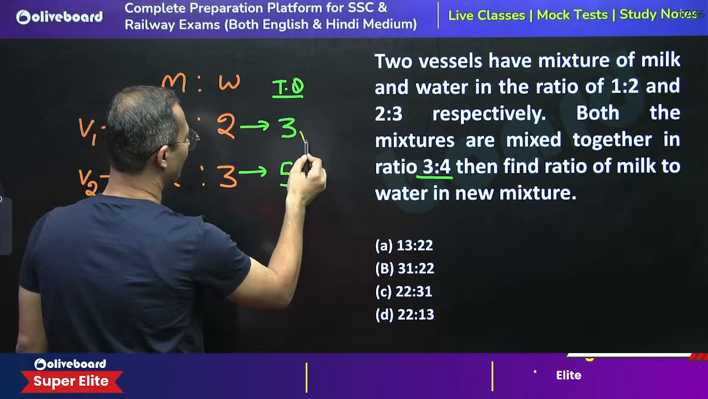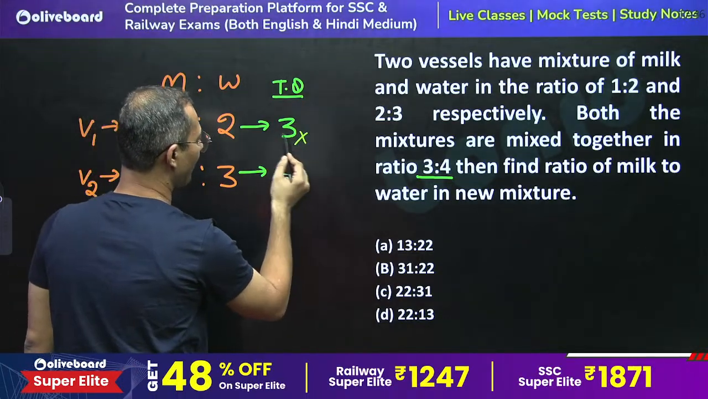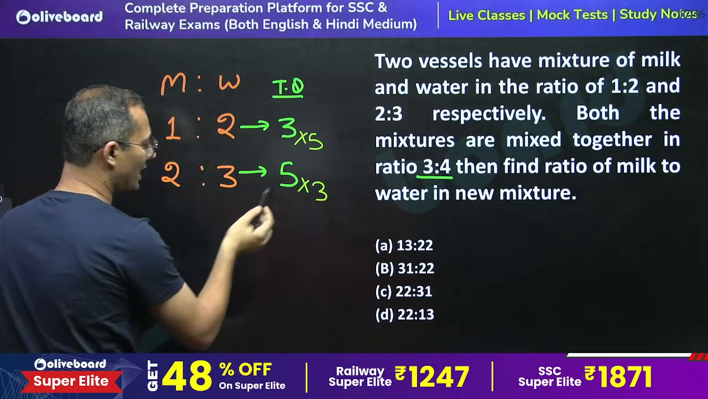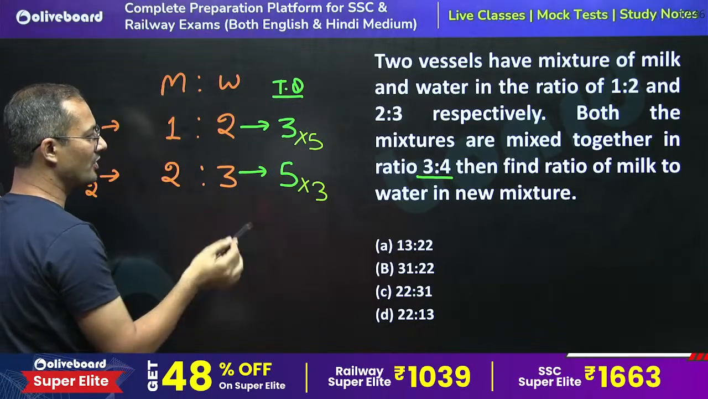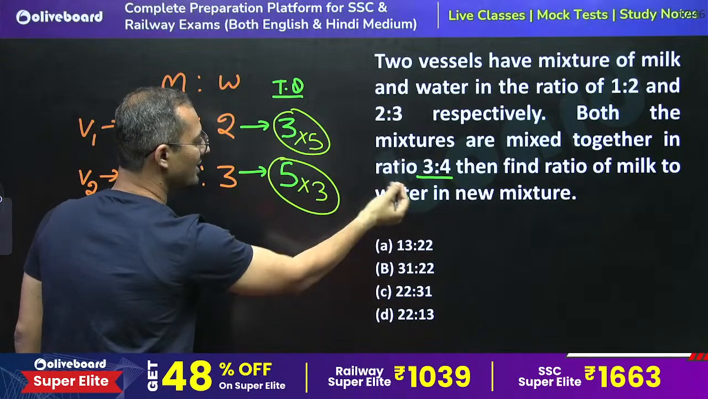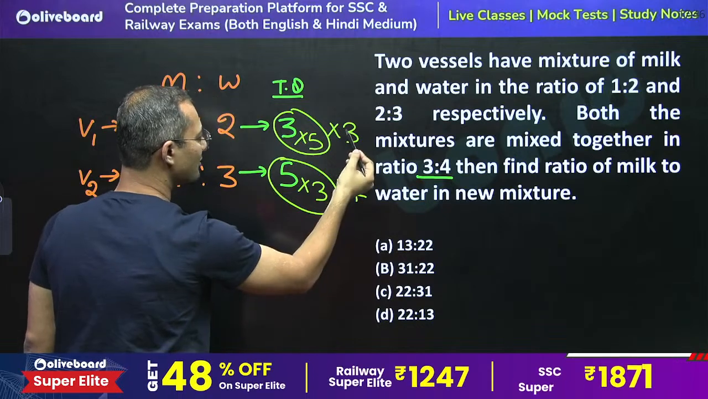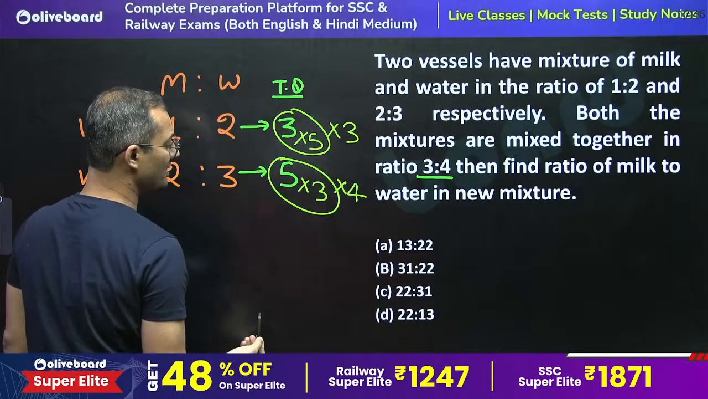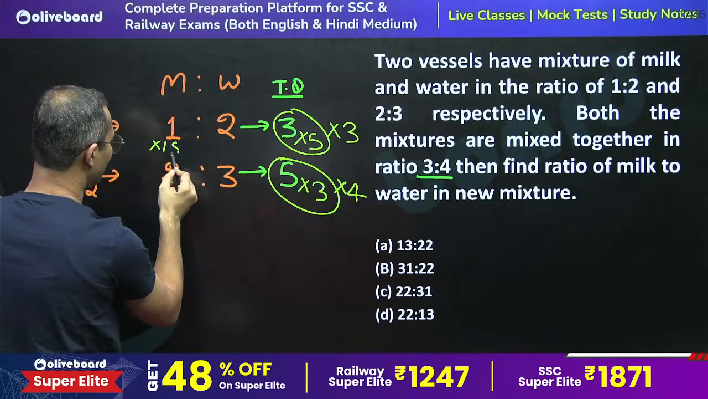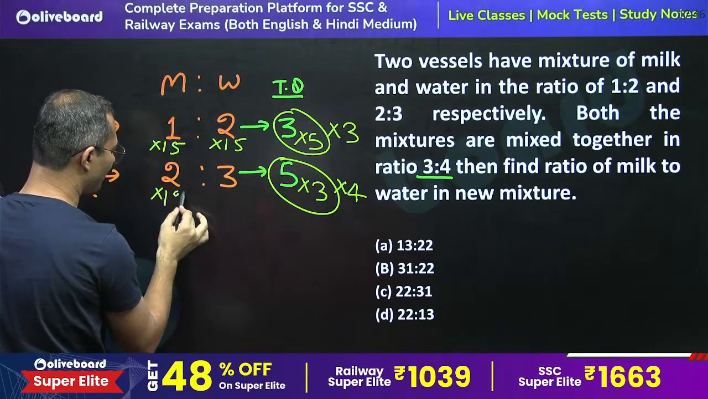To make them equal, just multiply. 3 and 5 are co-prime numbers, so the LCM would be 15. To make 15, we multiply the first by 5 and the second by 3. So now both are 15. We have to mix them in the ratio 3:4, so just take 3 units from the first and 4 units from the second. So we multiply the first ratio by 15 and the second ratio by 12, each term.